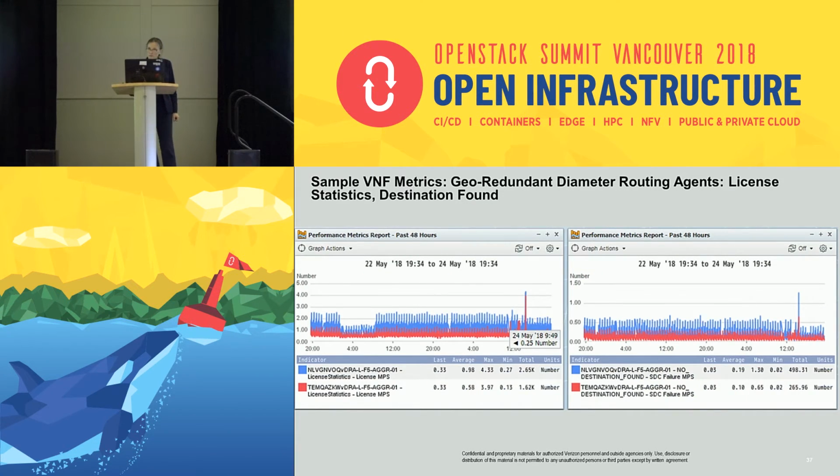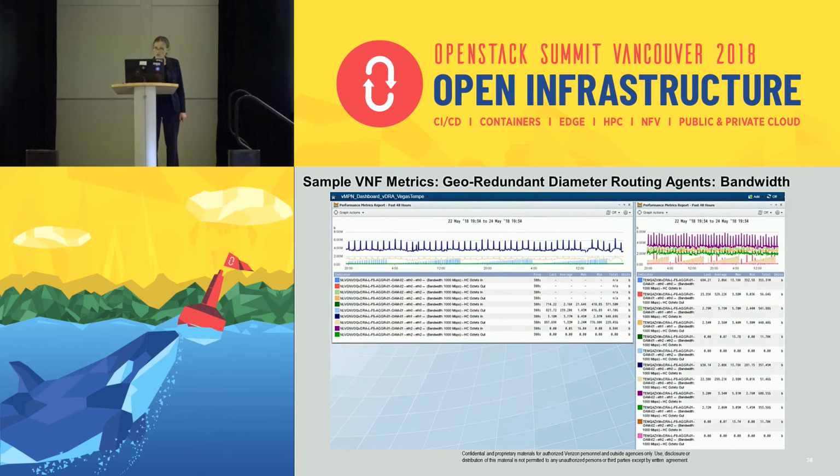Okay, so what metrics do we have for VNFs? This is just a sample for another of our network elements. It's a VNF showing license statistics and the destination found for a Diameter Routing Agent, so it does routing in the network. And more metrics: right here we have bandwidth, both for the primary site and the geo-redundant site.